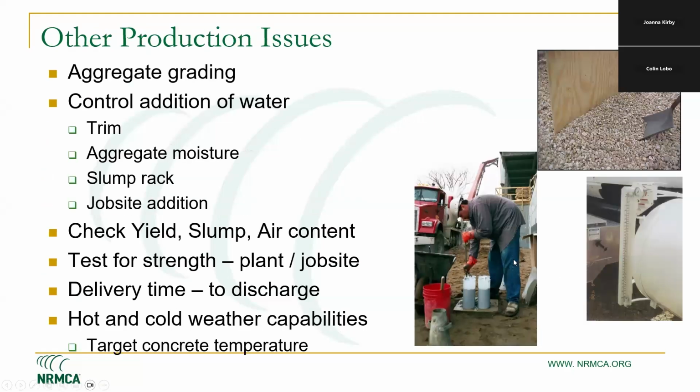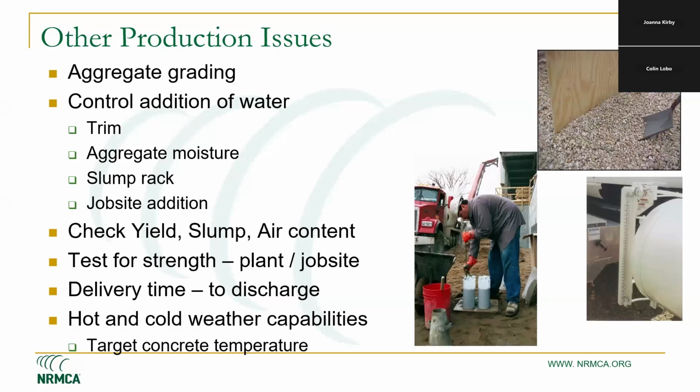Other production issues are to periodically look at your aggregate gradation. The big challenge here, of course, is to control the addition of water. There is some water that may be held back for addition at the job site. Make sure that is communicated to the purchaser as to the amount of water that can be added at the job site. Aggregate moisture needs to be checked periodically so that the contribution to water is known. There is the general practice of adjusting the slump at the slump rack, and that process should be controlled so that excessive water is not added. Any job site water addition should be recorded on the delivery ticket and signed off by the purchaser. Periodically check the yield, slump, and air content of the concrete that you produce, maybe at the plant, or also do companion testing at the job site to make sure that the testing lab is doing the right job.